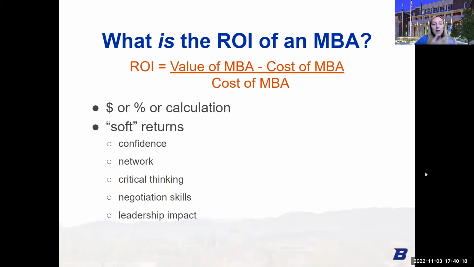So first off, looking at that money or that calculation, you see here a formula that is really typical when we're looking at ROI in a finance sense. What is the value less the cost, divided over the cost of the MBA. So in layman's terms, if I put in X amount of dollars into an MBA, what's that value amount that I'll get on the back end relative to my investment? And yes, that's one way to look at it. And we'll talk about how to maximize the monetary value of the MBA.